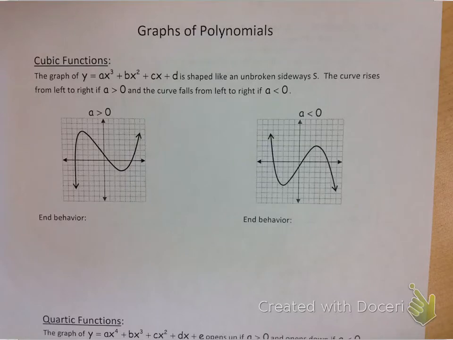Okay, since our unit is predominantly going to concentrate on cubics and quartics, those are going to be the two kinds of graphs that we talk about, and you guys are going to begin analyzing them. And when you have a cubic function, typically we refer to it as like an S shape to the graph. What it means when it says the curve rises from left to right if a is greater than 0. So here's an example of what it looks like when a is greater than 0. Remember that a is your leading coefficient.